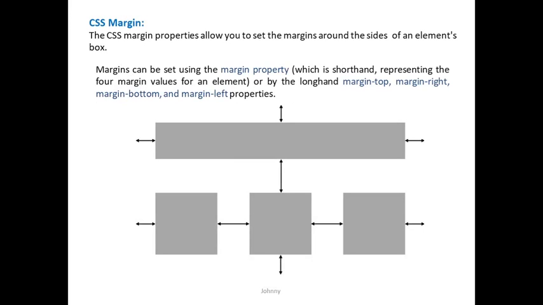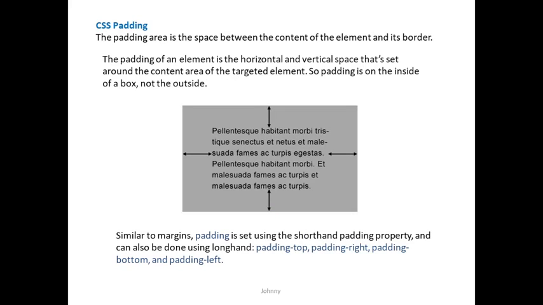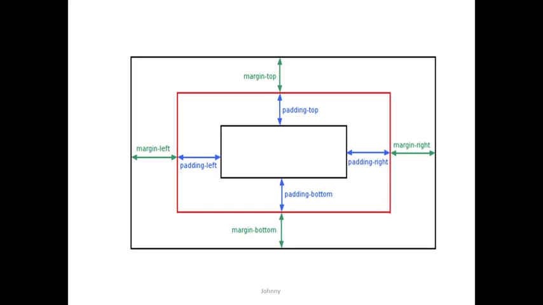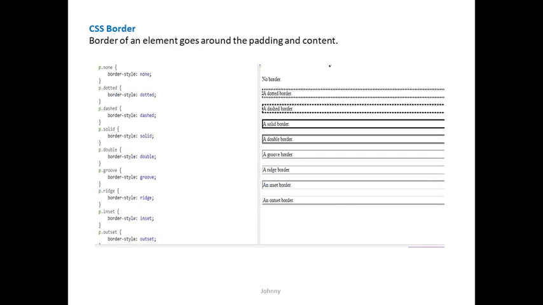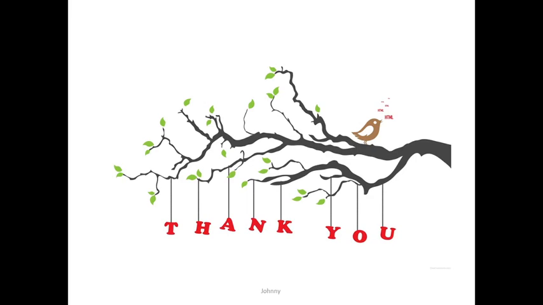If it is from the outside, we call it margin. We have four ways to write it. First one, all the sides. Next one, top and bottom, left and right. Next one, top, left and right, and bottom. Then top, right, bottom and left. Inside the box, you should always calculate the padding as well as the margin and the border, then you get the total width of the div. Remember, margin, border and padding. This is about outline.